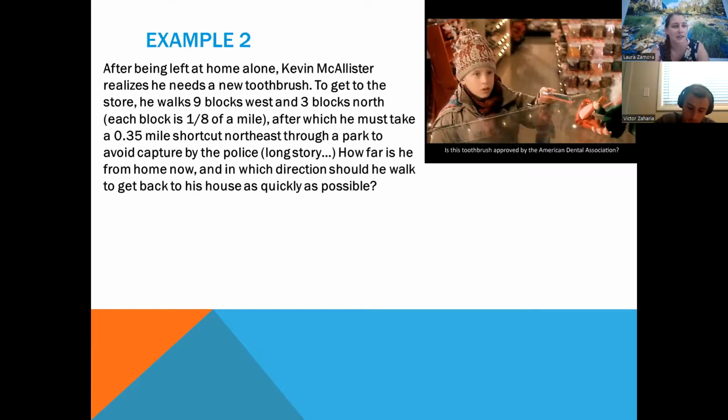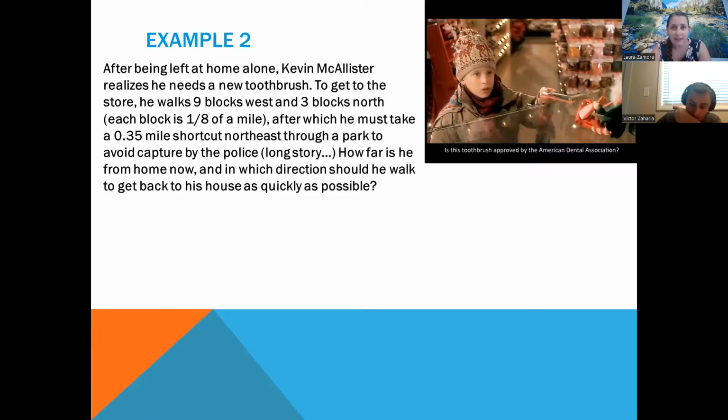So the I, identify. What exactly are we looking for in this problem? Well, we're looking for how far he is from home, so his displacement, right? In which direction he should go. So not just his distance, but also his direction. So that's our displacement. Same sort of thing as example 1, we're looking for our resultant vector.